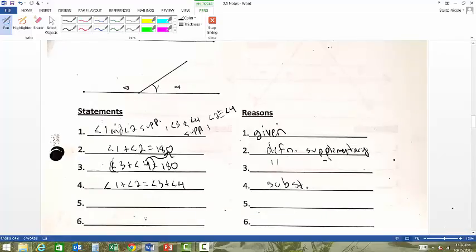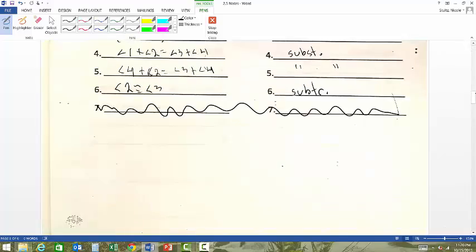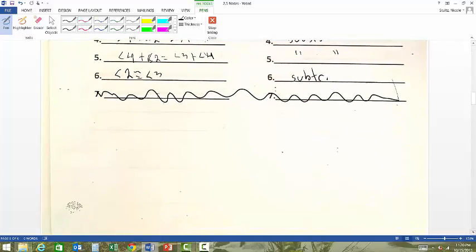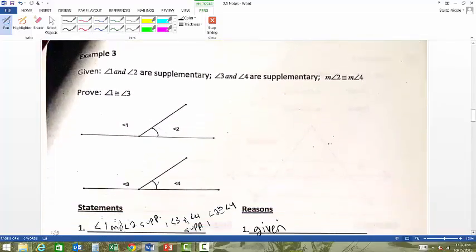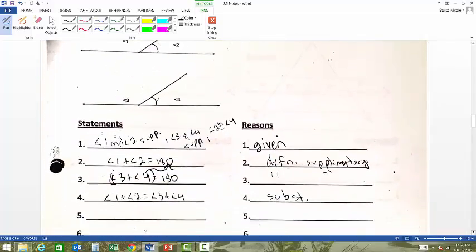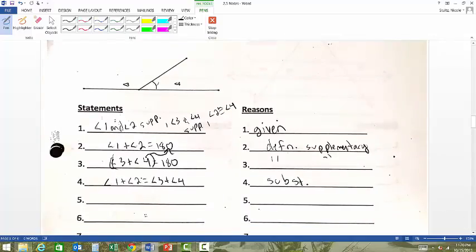Now again, we're trying to prove that angle 1 and 3 are congruent. The problem is I have a 2 and a 4 here, and I haven't said they're the same angle, so we want to do that next. You either have to plug 4 in for 2, or plug 2 in for 4, since they're the same. So I am going to plug 4 in for 2.